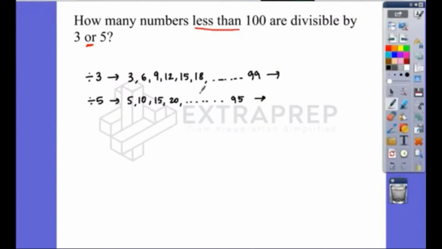See, I said less than 100. So divisible by 3 from 3, 6, 9, 12, 15, so on up to 99. How many are there? 33. Divisible by 5. 5, 10, 15, 20, so on up to 95 only, because 100 should not be considered. Because I said less than 100. How many are there? 19.